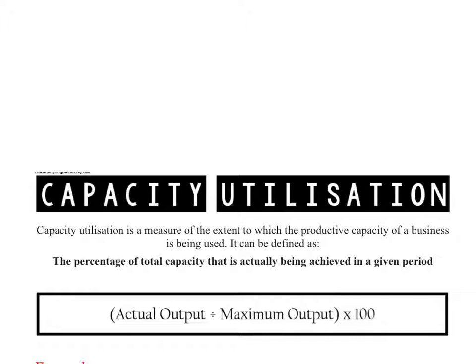So if you think about your classroom right now, and think about how many seats and tables are in your classroom. Imagine there's 30, so you've got a maximum capacity of 30, and let's say there's 29 students in your class. So you'd get your 29 divided by 30, and it'd get you 0.96, or let's say 0.97. You times it by 100, and that would get you a capacity utilisation of 96.7%.